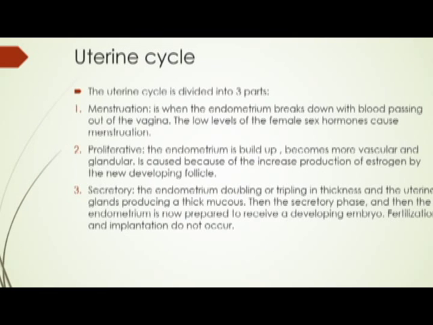The uterine cycle. The uterine cycle is divided into three parts. The first one is the menstruation, which is when the endometrium breaks down with the blood passing out of the vagina. The low level of the female sex hormones causes menstruation.